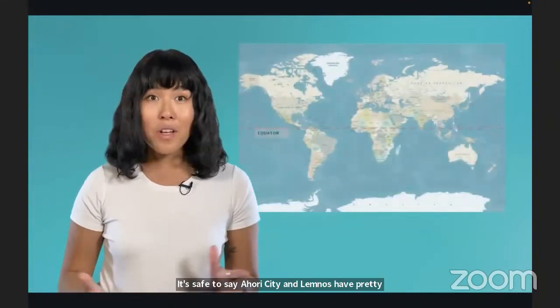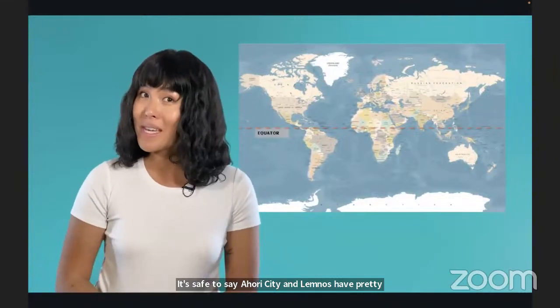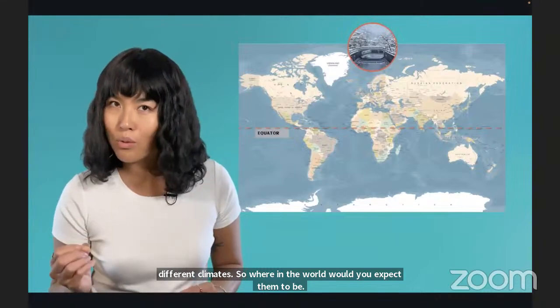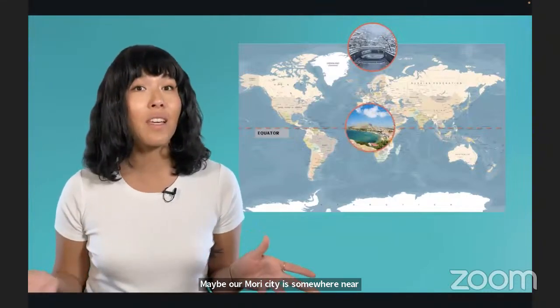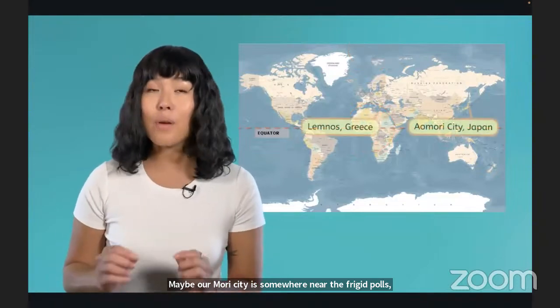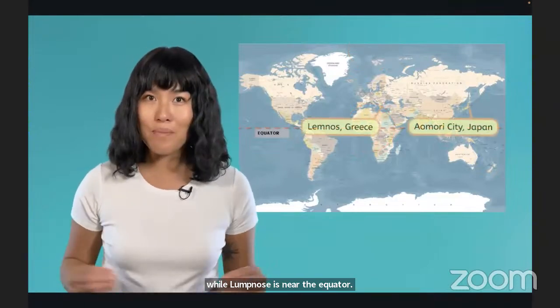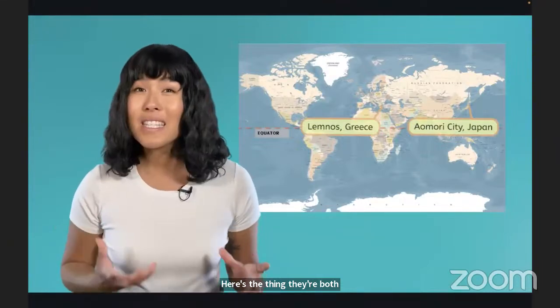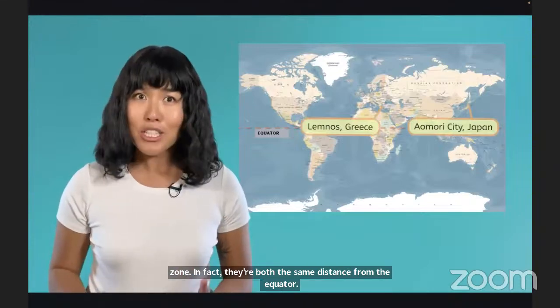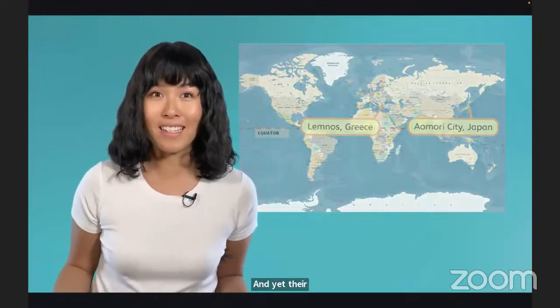So where in the world would you expect them to be? Maybe Aomori City is somewhere near the frigid poles, while Lemnos is near the equator. Here's the thing. They're both in the temperate climate zone. In fact, they're both the same distance from the equator. And yet, their climates couldn't be more different.